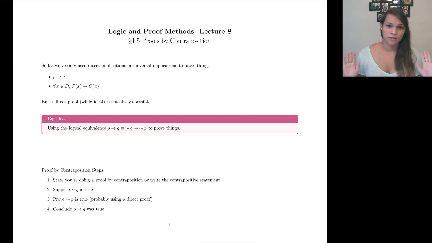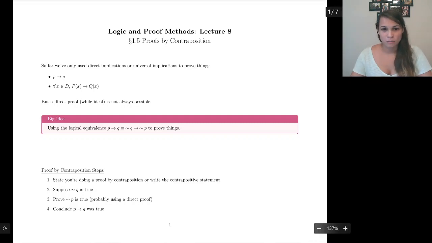So far we've only used direct proofs. We've done P implies Q, or for all x, P of x implies Q of x, but that's not always going to be enough to get the job done. So while direct proof is ideal, it's not always possible, and that brings us to indirect proofs. It's where we utilize logical equivalence in order to help us.